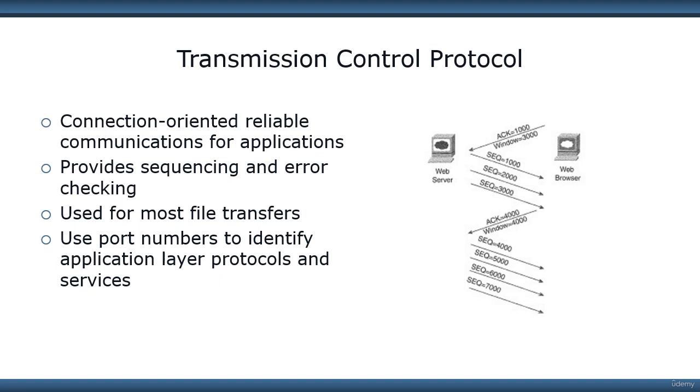And that's the reason that TCP is actually used for most file transfers. Anything where we actually do need to know that you got all the data, we're going to be using UDP. Or excuse me, TCP. And like I said, it does use port numbers to identify those application layer protocols and services.